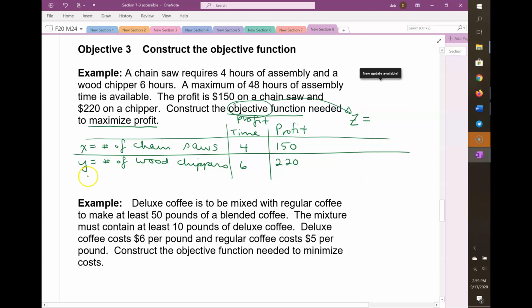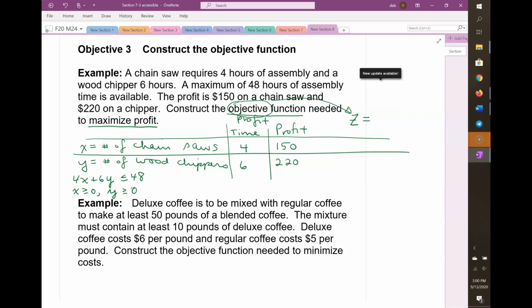So the inequalities we need was 4x plus 6y had to be less than or equal to 48, a maximum of 48. And then we're pretty much always going to need x is greater than or equal to 0 and y is greater than or equal to 0. So don't forget those because they are important for making the feasible region correct.